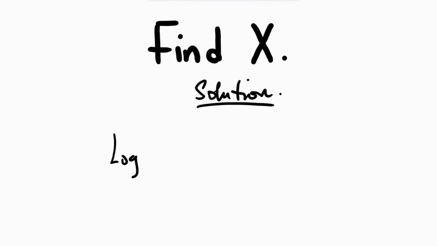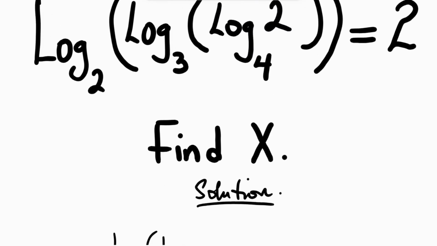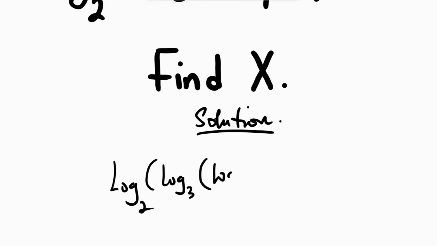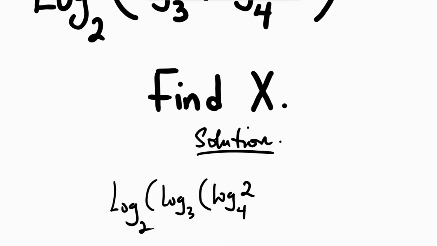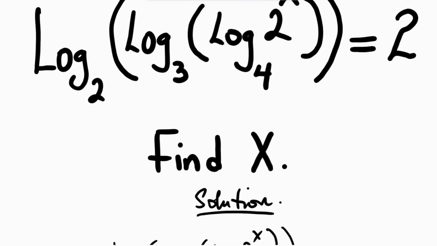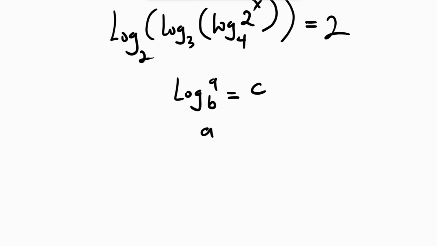So we have log to base 2, log to base 3, log to base 4, 2 raised to power x, all equals 2. Right. So this is how we're going to start. We're going to start with this log rule that states that log of a base b equals c becomes a equals b raised to power c.